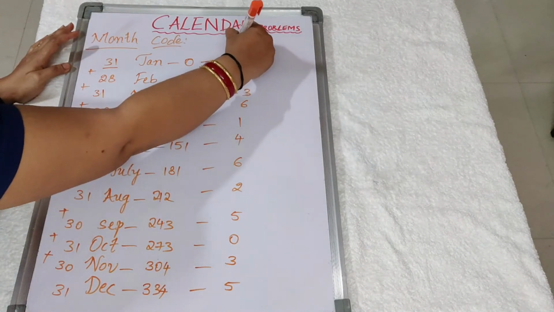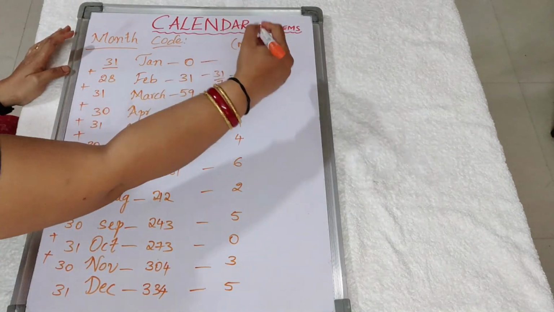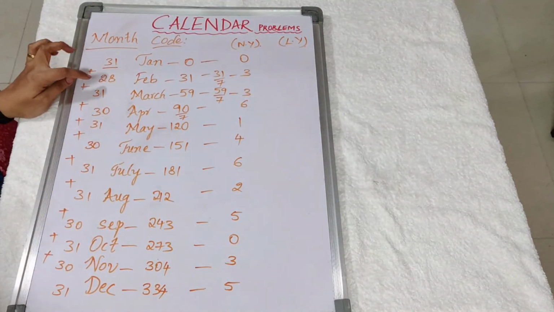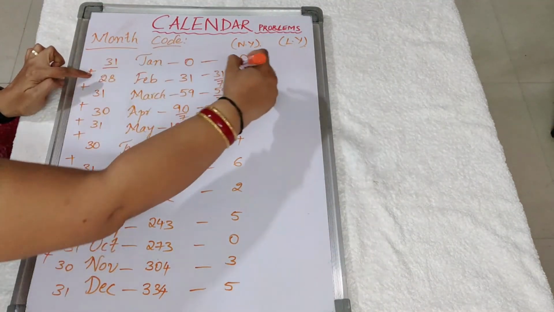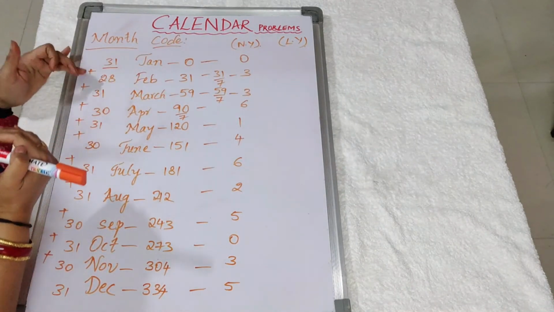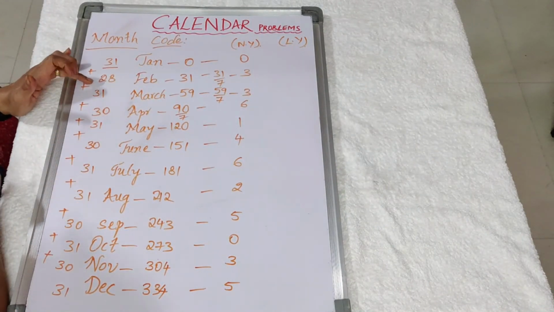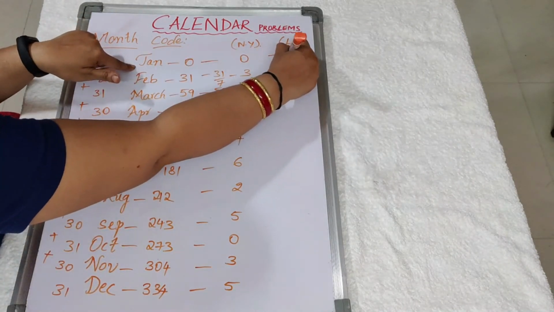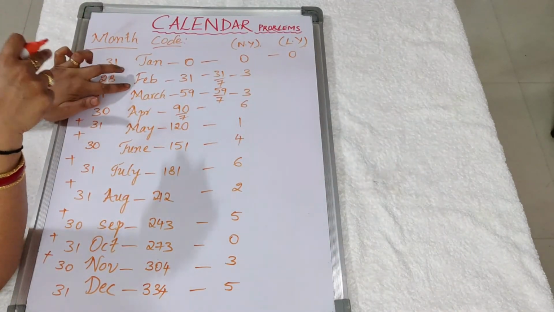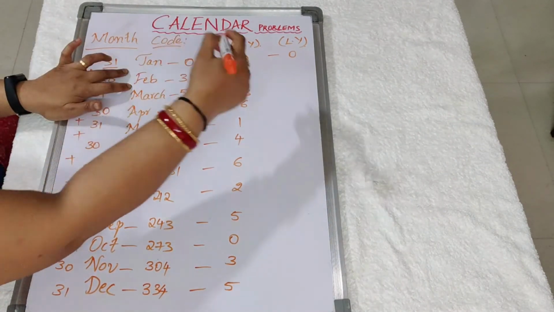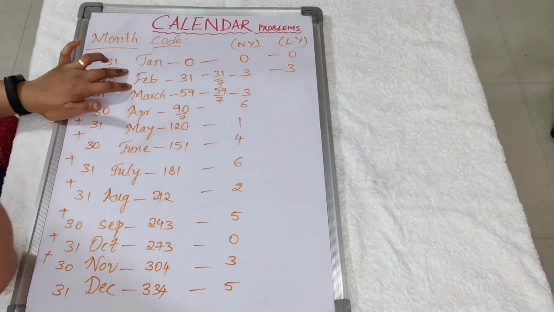Now this is for a normal year. Now what happens to the leap year? In a leap year, instead of 28, we are having 29 days. But for January, is there any impact? There is no impact. So it remains the same. And for Feb also, we are calculating for the previous days. So it is for 31 days only. So it also doesn't change.